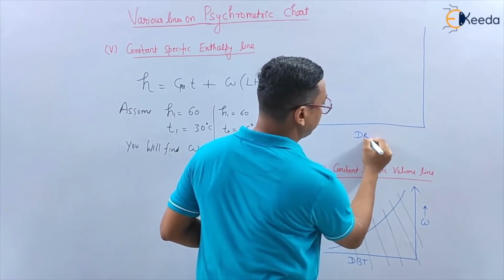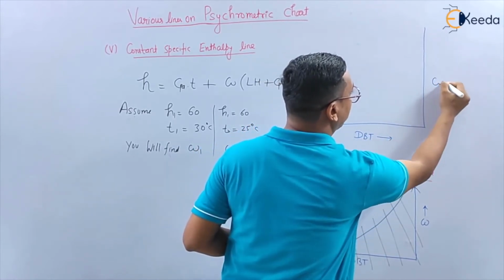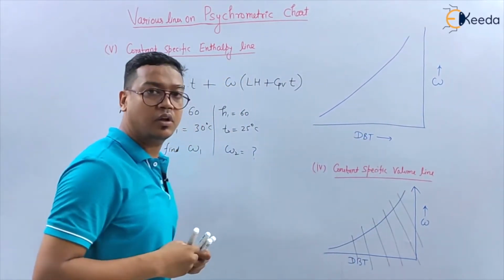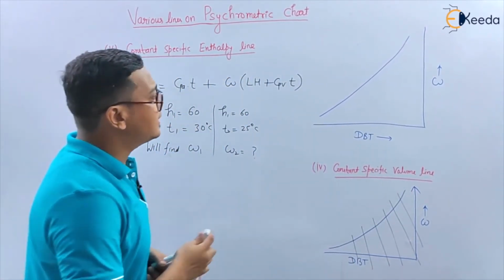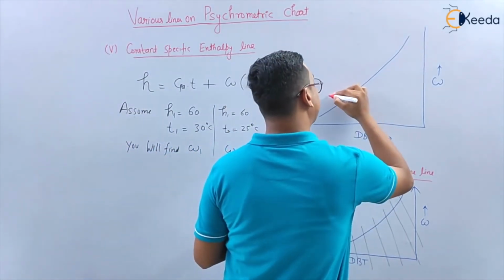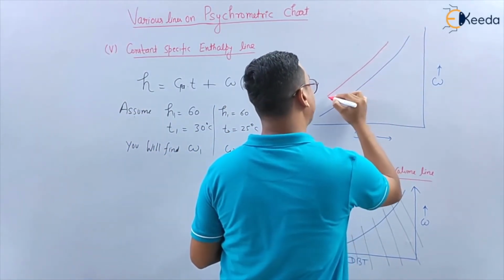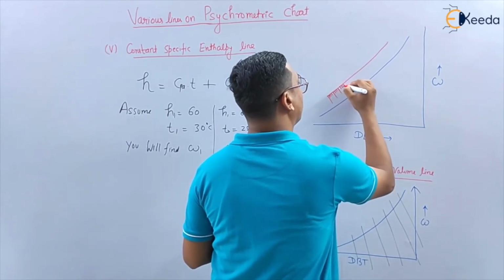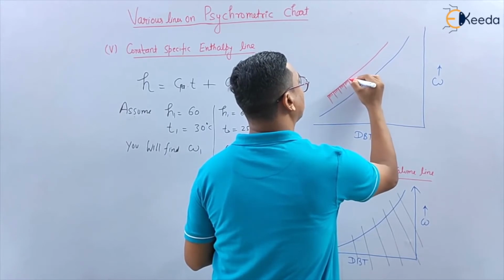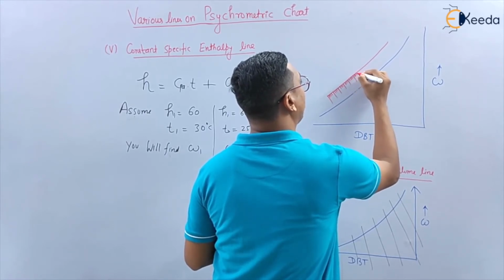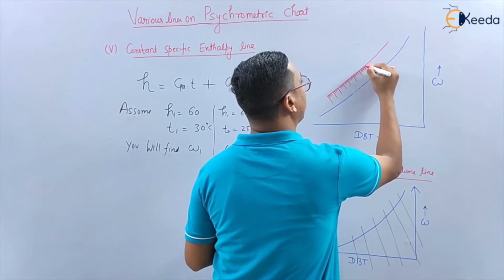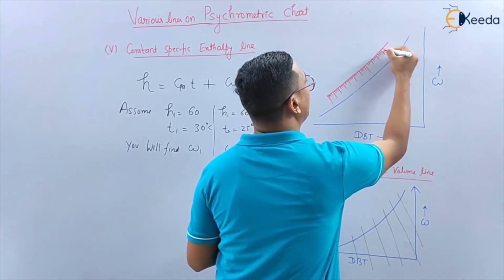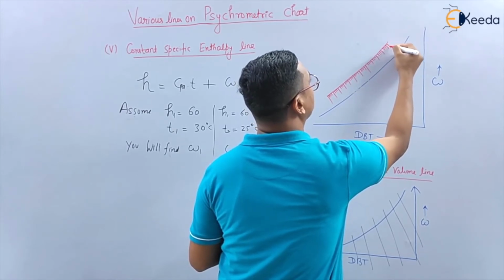This is dry bulb temperature, and this is omega. This is saturation. On the chart, there is a scale. On this scale, we will find out the value of specific enthalpy.